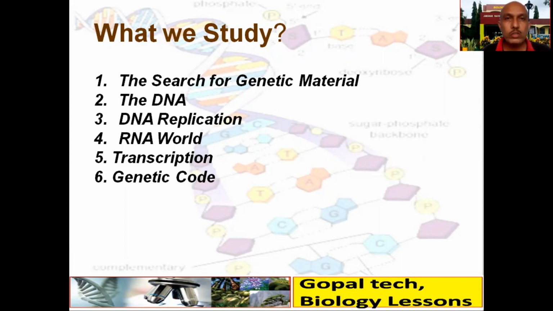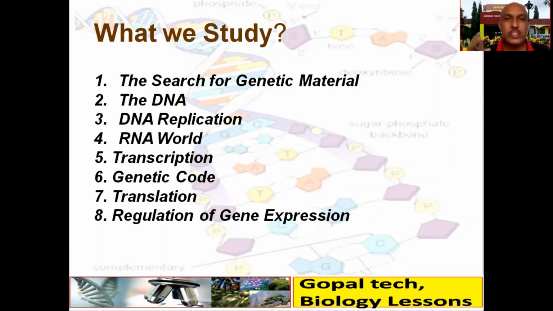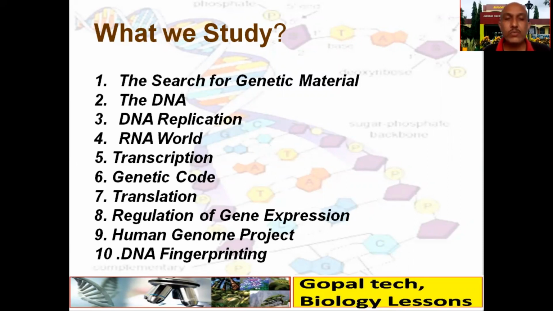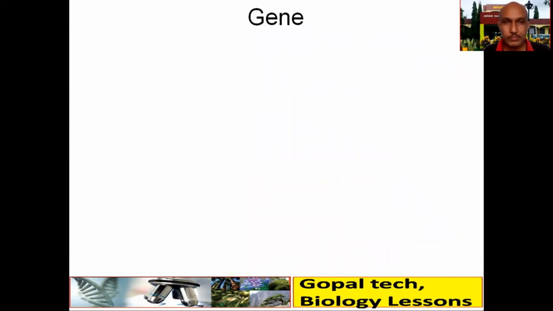Then genetic code, that is triplet. What is the meaning of genetic code? Translation, where the information carried by mRNA is converted or translated into protein or amino acid chain. Then how these genes which are expressed are going to be regulated, that is regulation of gene expression. Then the Human Genome Project. So how many chromosomes, how many genes, what is the total percentage of genes, like that. And finally, DNA fingerprinting. So today we'll discuss the search for genetic material.